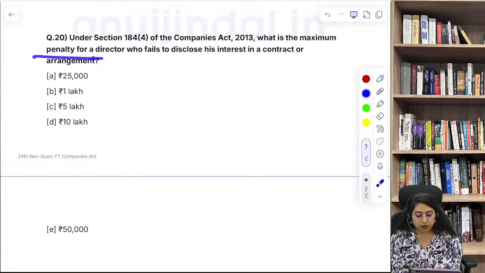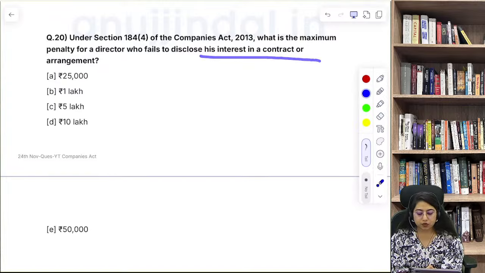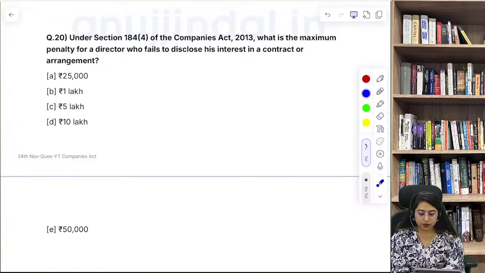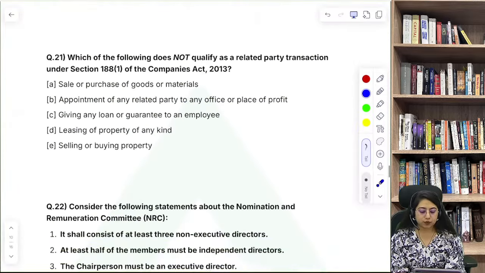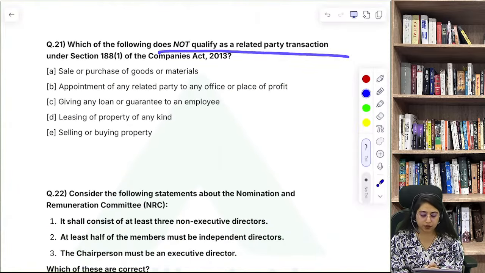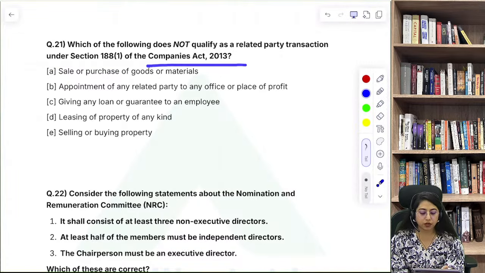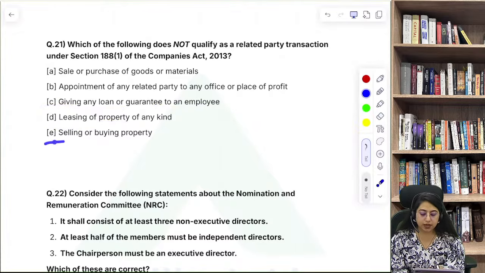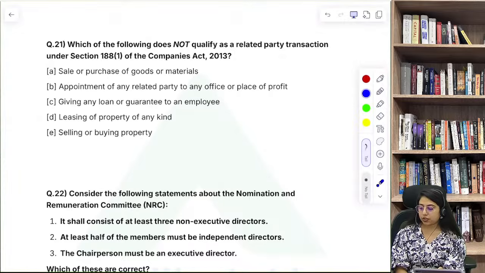What is the maximum penalty for a director who fails to disclose his interest in the contract or arrangement? The right answer here is 5 lakh. Which of the following does not qualify as a related party transaction under section 188(1) of the Companies Act 2013? It says does not qualify. Sale or purchase of goods and materials, appointment of any related party to any office or place of profit, giving any loan or guarantee to an employee, leasing of property of any kind, selling or buying property. Question number 21.